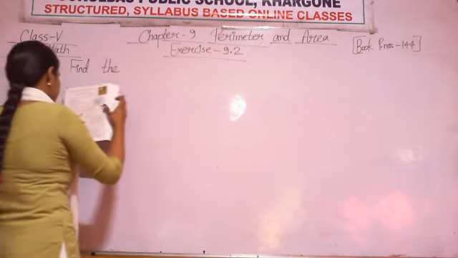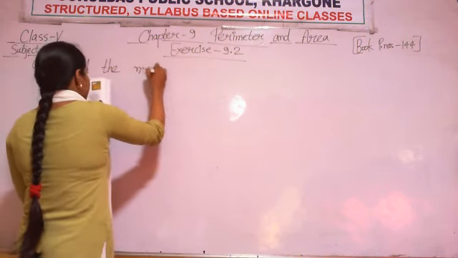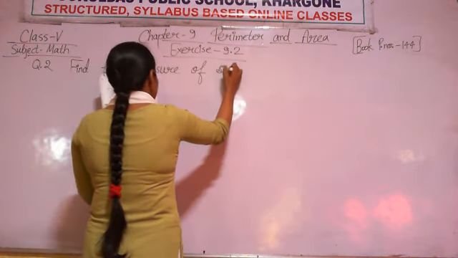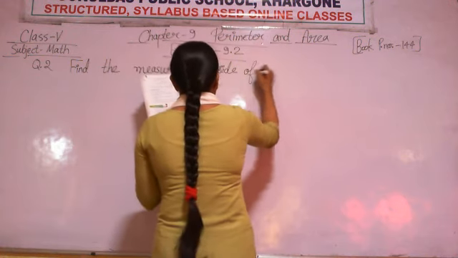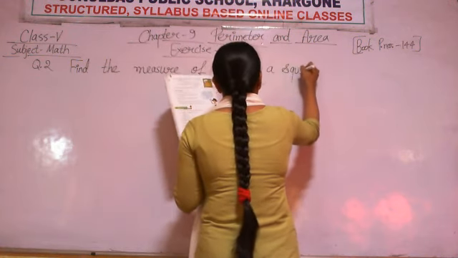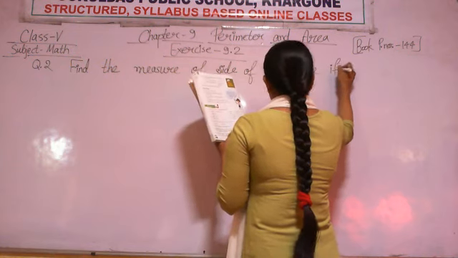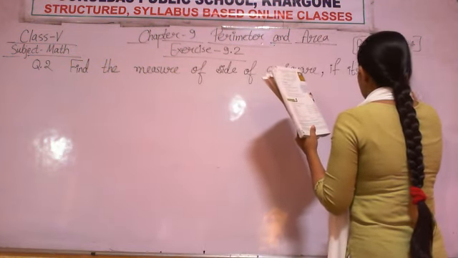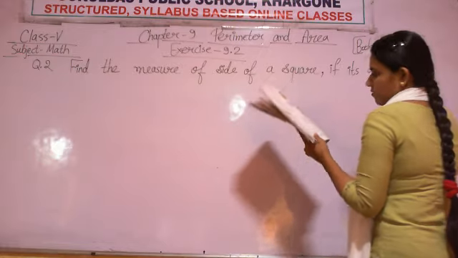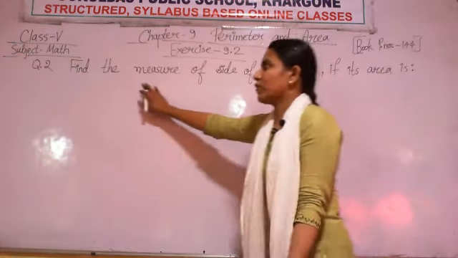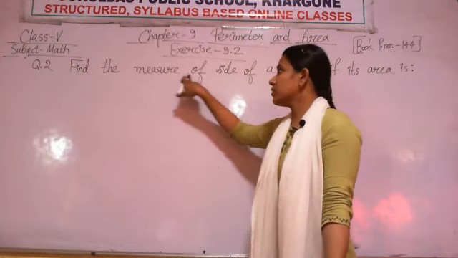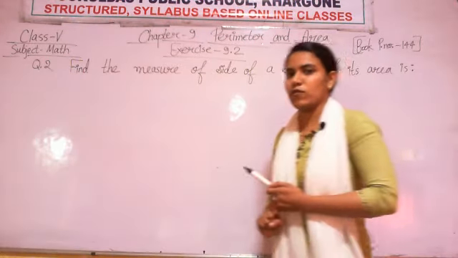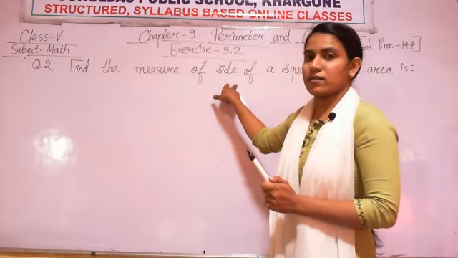Find the measure of side of a square, if its area is... It is the question here. In this question, our task is to find the length of side, or to find the value of side. What is the task? To find side.